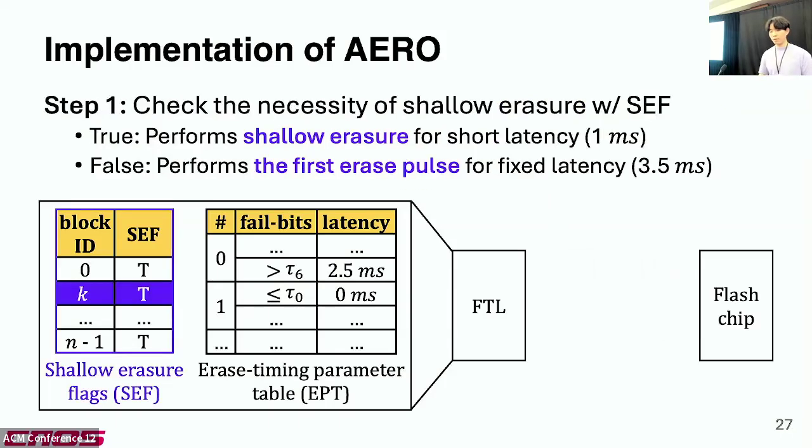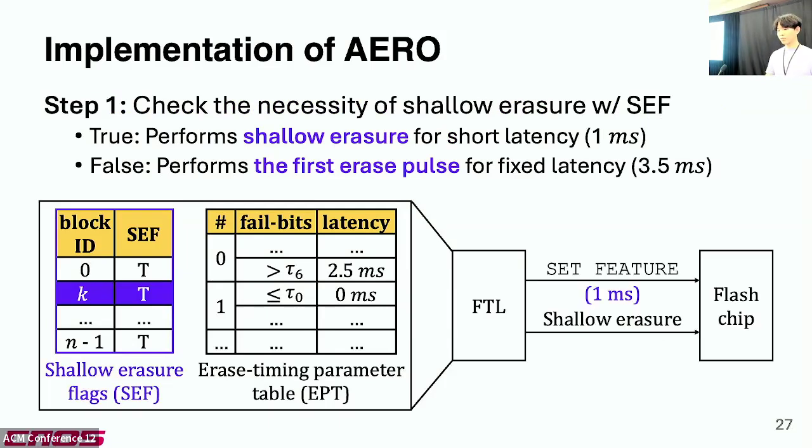So to perform an erase operation with shallow erasure flags, FTL first checks if a block requires shallow erasure. If so, it sets the latency to 1 millisecond and performs shallow erasure. If not, it skips shallow erasure and directly performs the first erase pulse with fixed latency. Here, this is 3.5 milliseconds.